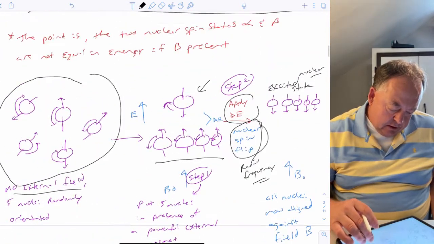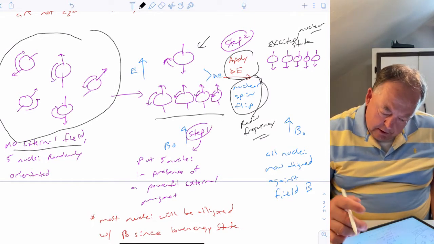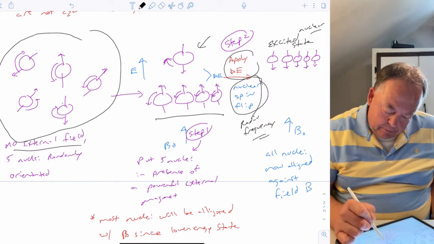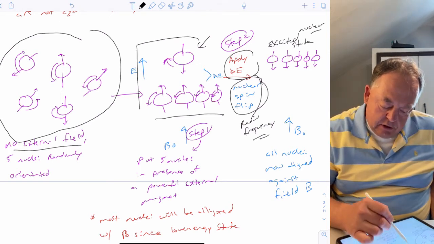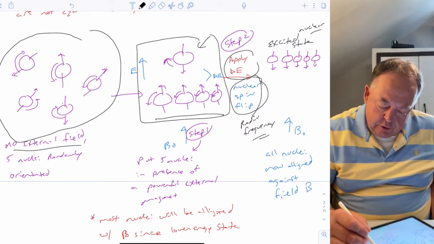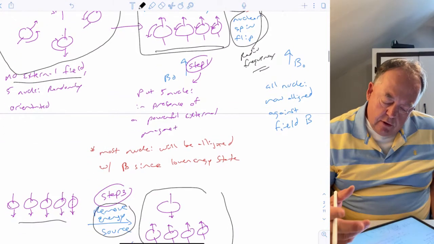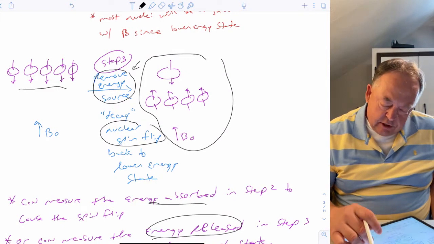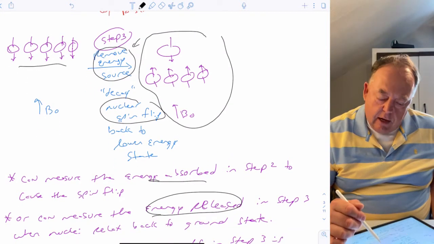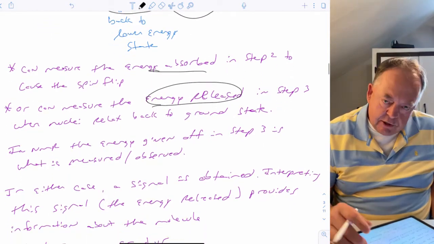So step 1 would be applying the magnetic field, and that's going to create this difference in energy between the spin states. And then step 2, you apply a radio frequency, and so the nuclei absorb energy and are aligned against the field. You could measure that if you wanted to. And then step 3, you turn off the radio frequency generator, and energy is given off, and nuclei go back to their original state, and that's what you measure in NMR.